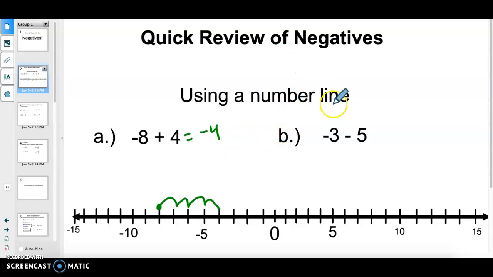If I did negative 3 minus 5, remember minus is the same thing as doing a plus negative 5. So if I start at negative 3, which would be here, and then add on a negative 5, I'm going in the negative direction. So I'm going 1, 2, 3, 4, 5, and that's brought me to negative 8. So negative 3 minus 5, or negative 3 plus negative 5, is negative 8. That's one way to look at negatives, with a number line.